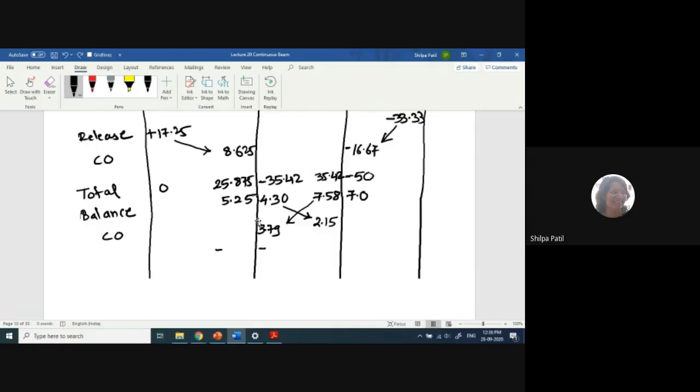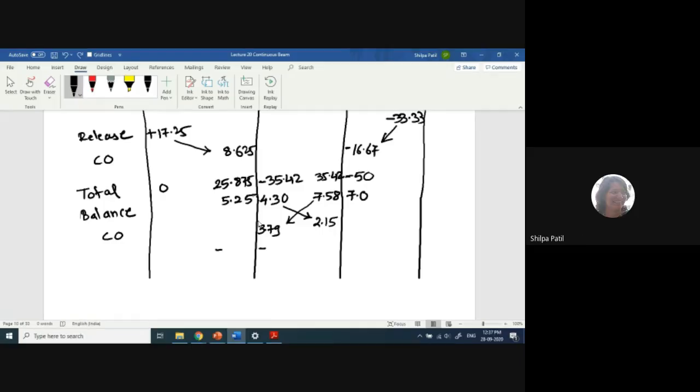Ma'am, I've got, at AB span 0, at BA 29.28, at BC minus 29.28, at CB 43.6. Tell me again. Is this the step you are telling me, or all further steps you have done? Yes, ma'am, all further steps.